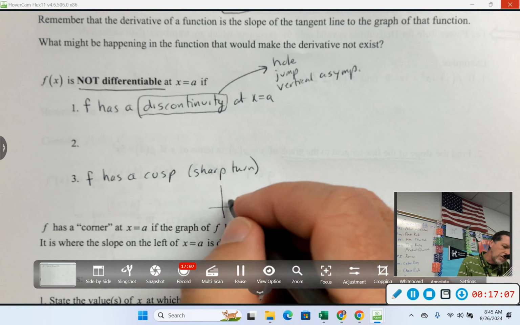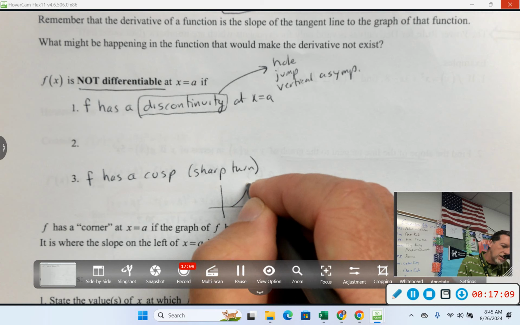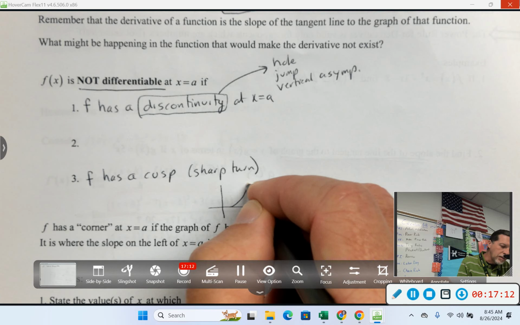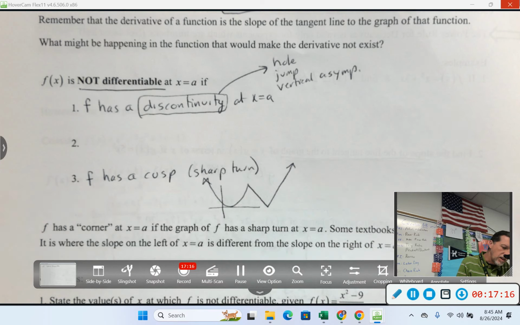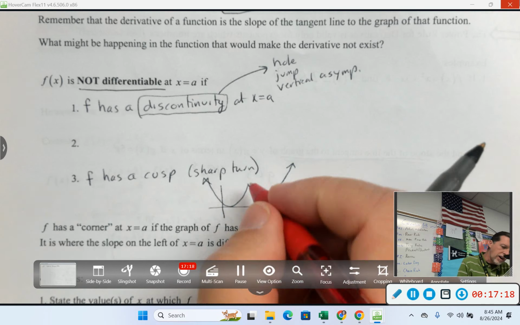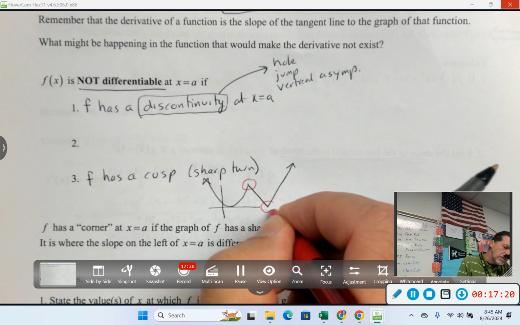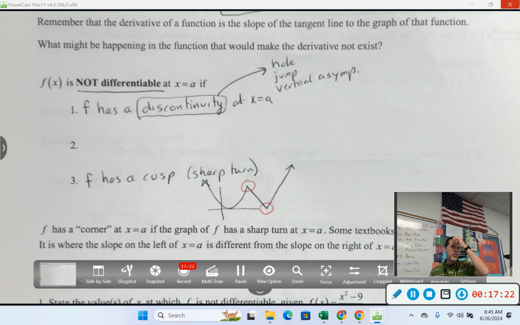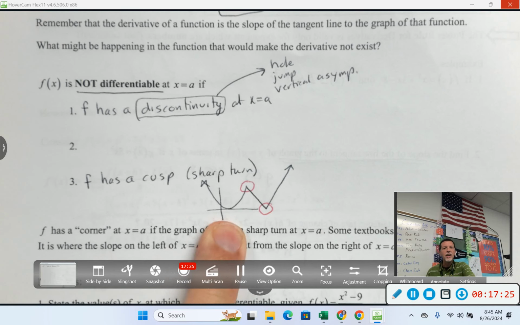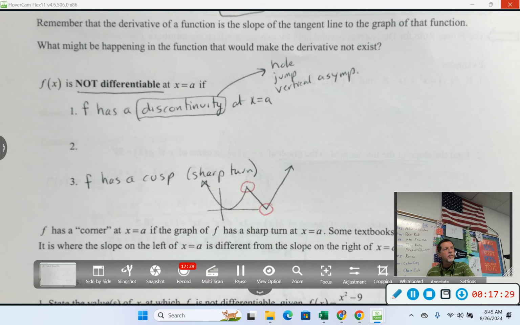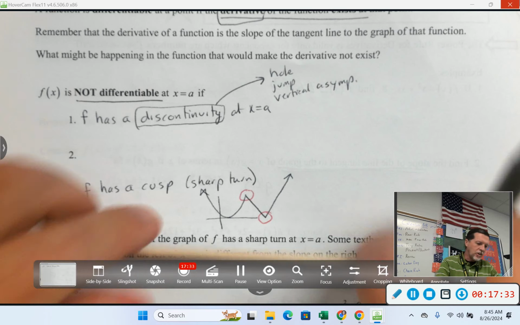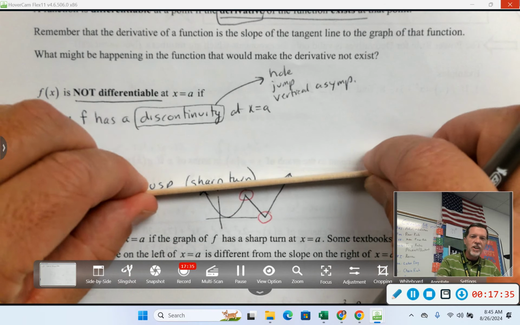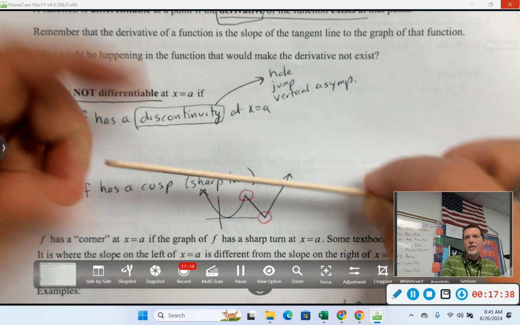Let's see, what would be an example? Absolute value would definitely be an example. So there's a weird looking graph. There's a cusp, and there's a cusp. A sharp turn. A smooth turn is okay. So that derivative is fine. But those sharp turns, think about drawing a tangent line. You can't draw a tangent line when it's like a seesaw, right? You wouldn't know how to put that.